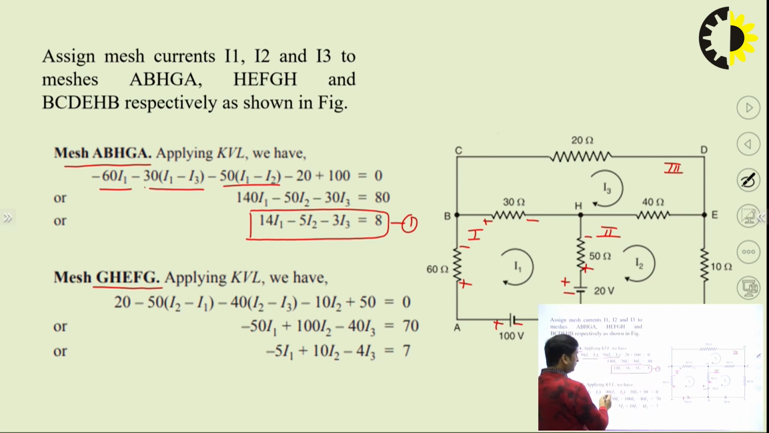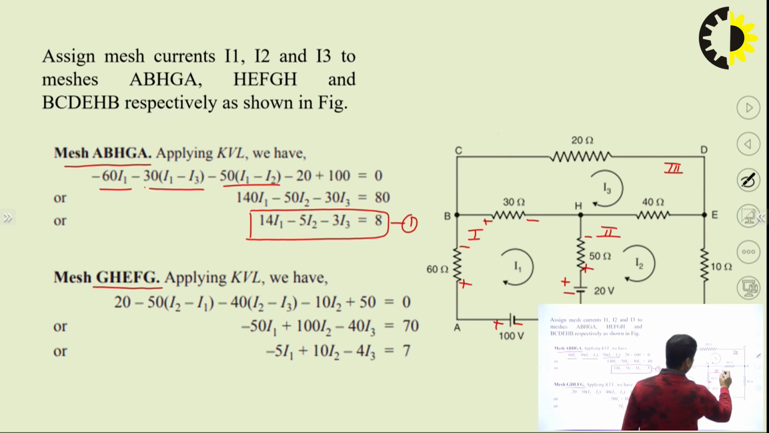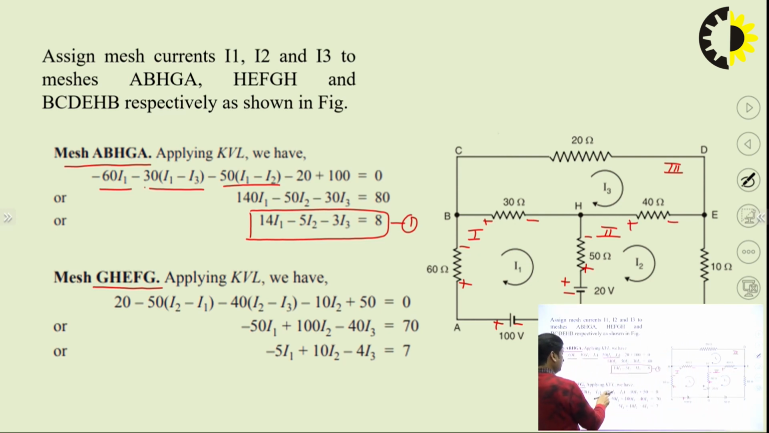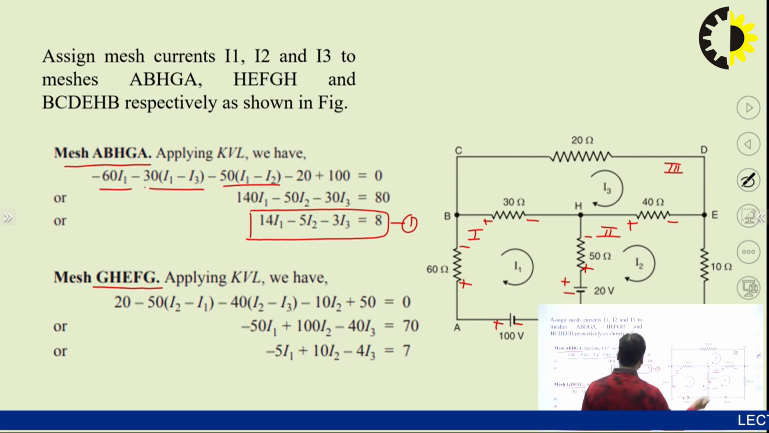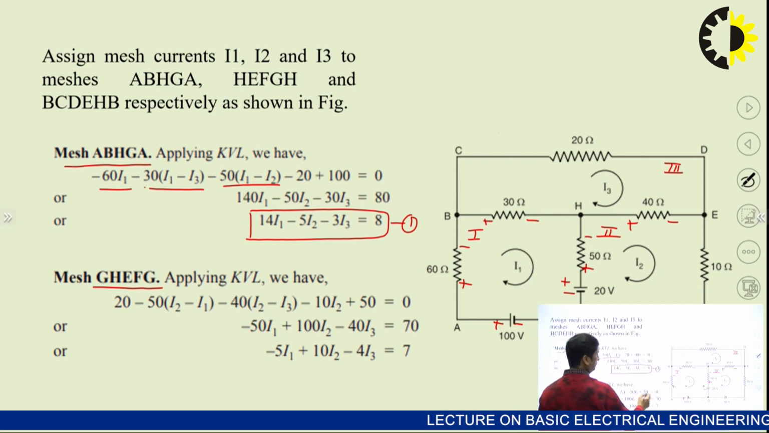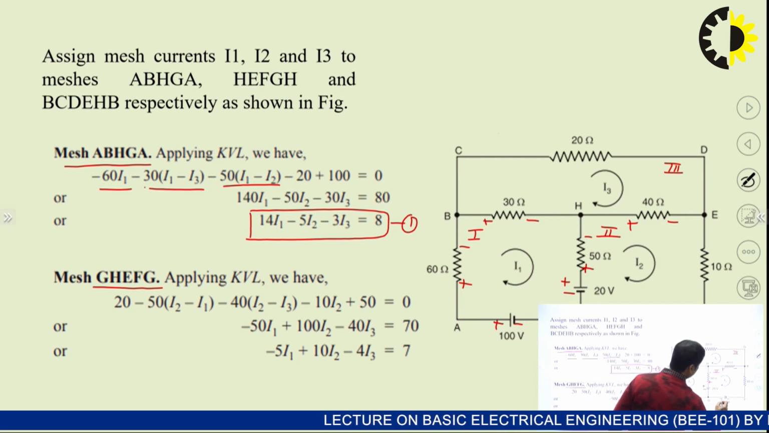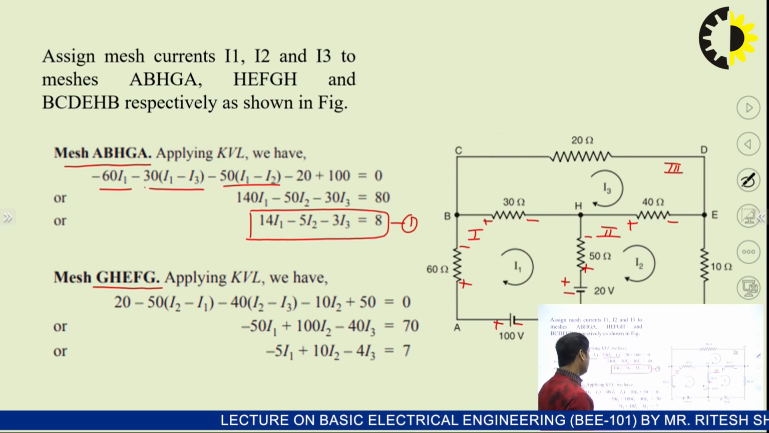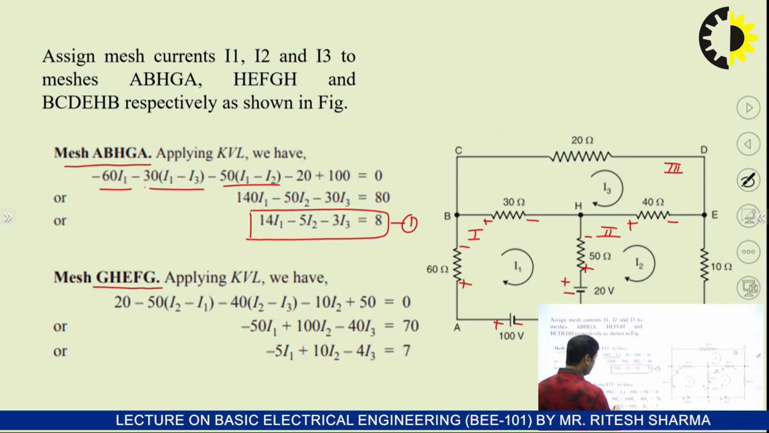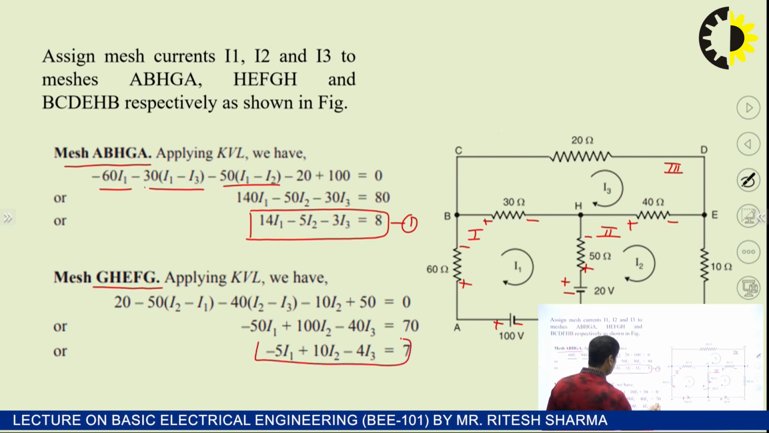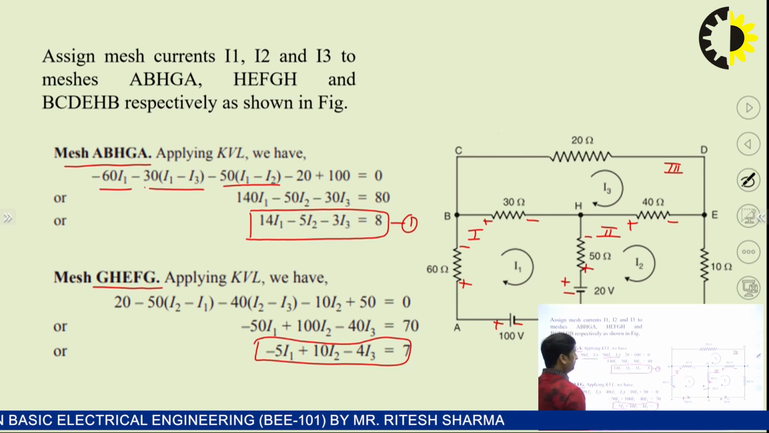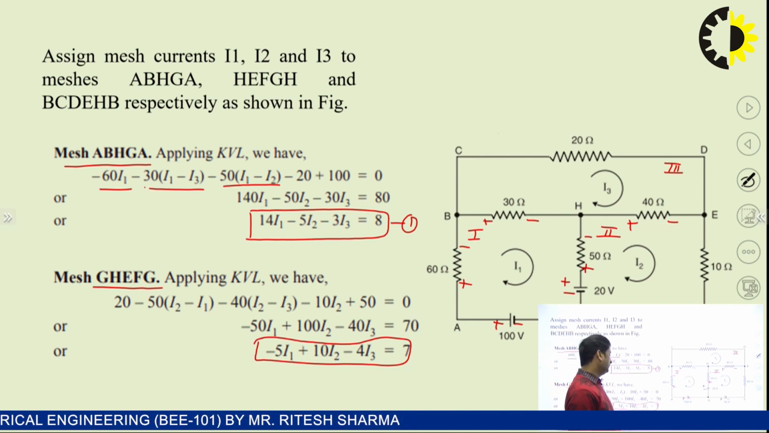Then minus 40, this branch, this is plus, this is minus, so minus 40 times I2 minus I3, because it is shared with loop number 3, plus 10 I2, the current flowing in it is I2, plus 50, since this is minus, this is plus, so plus 50. After solving this, we will get minus 5 I1 plus 10 I2 minus 4 I3 is equal to 7. This is the second equation.